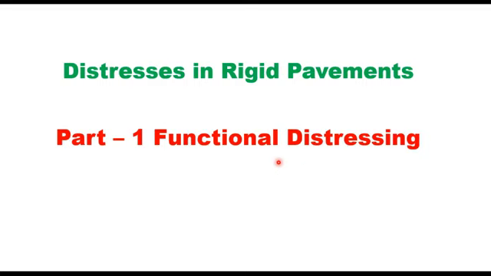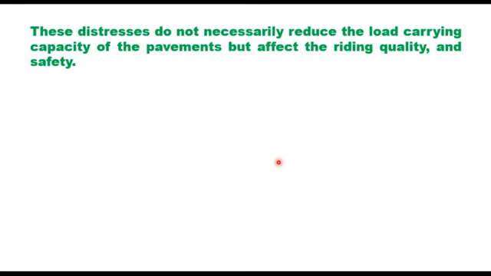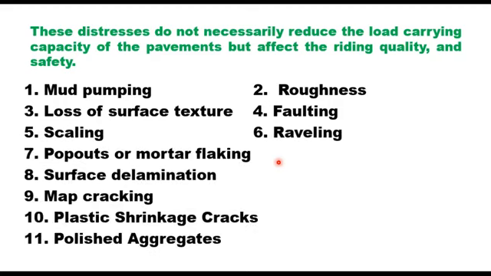There are several types of functional distresses, and these distresses do not necessarily reduce the load carrying capacity of the pavements, but they do affect the riding quality and safety. These distresses can be summarized like this: mud pumping, roughness, loss of surface texture, faulting, scaling, raveling, pop out, surface delamination, map cracking, plastic shrinkage cracks, and polished aggregates. We shall discuss each of these in this session.